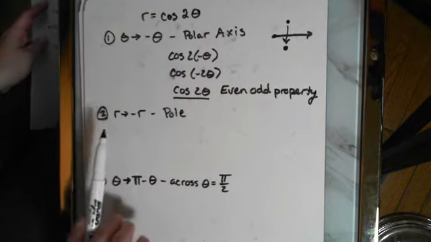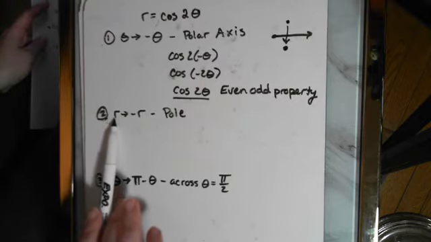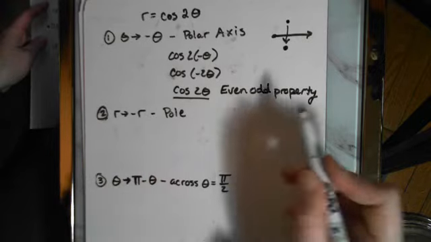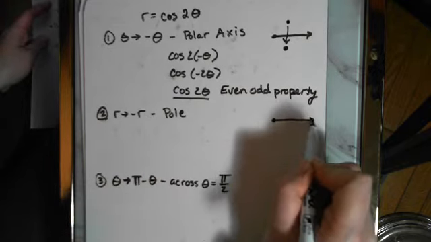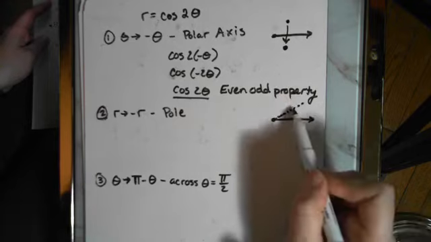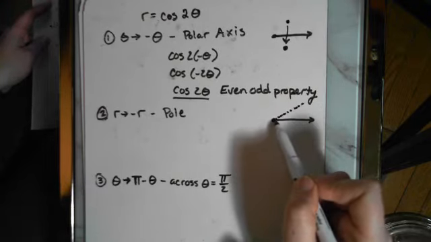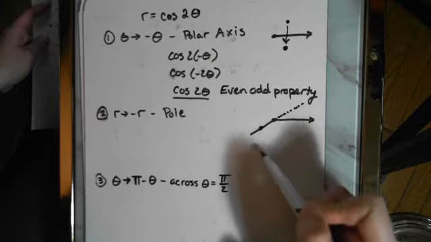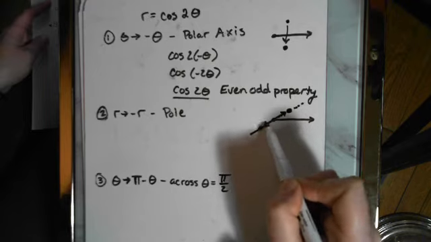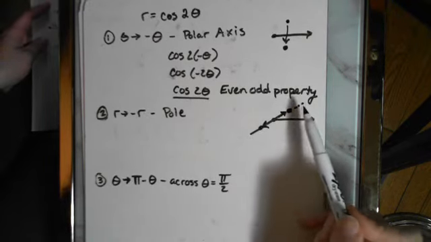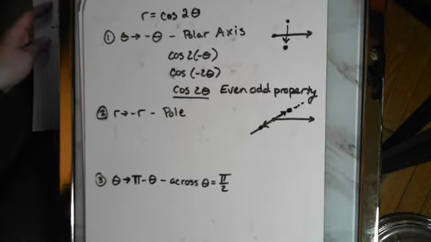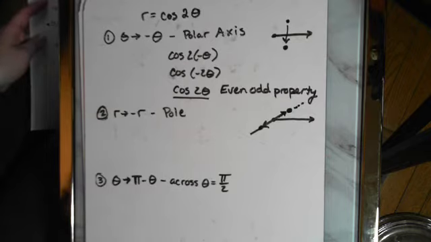Let's take a look at our next test for symmetry. That's where you replace r with negative r, and that's to see if it's symmetric about the pole. Now, symmetry about the pole means that if I was to draw at pi over 6, whatever point I would have, it would be reflected across in the other direction. So whatever point was up here is going to reflect across the pole. So it's like continuing the straight line that would have been at pi over 6, and it would be on the other side of that line. Okay, so let's see if it passes that test.